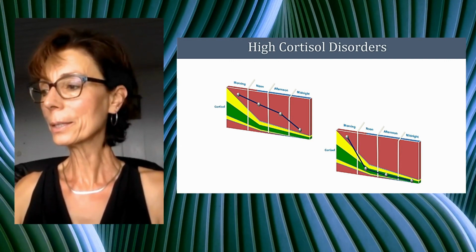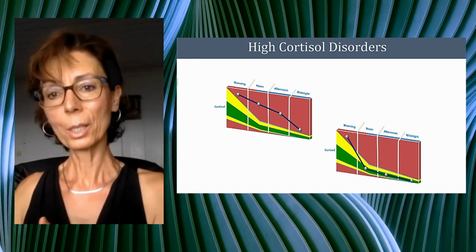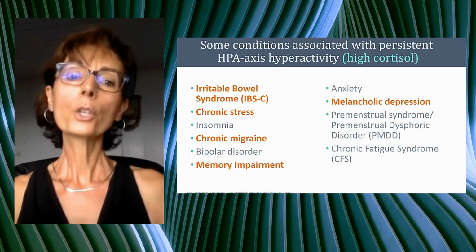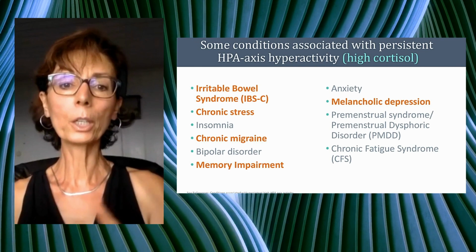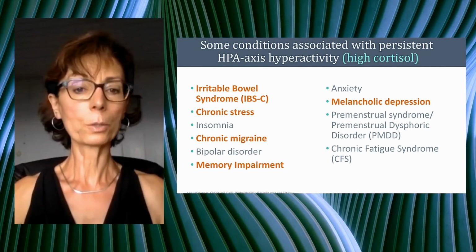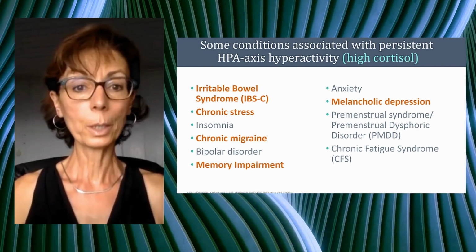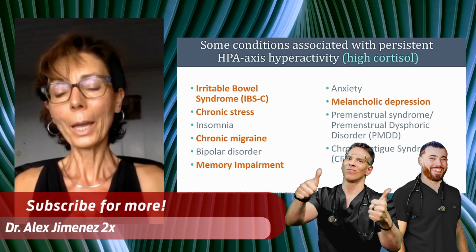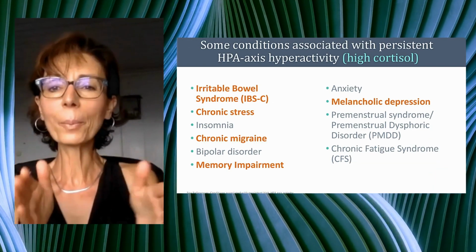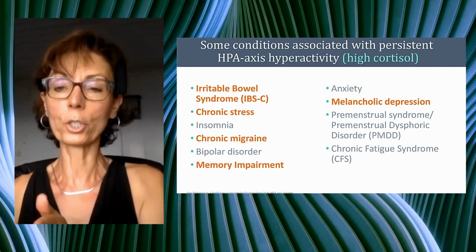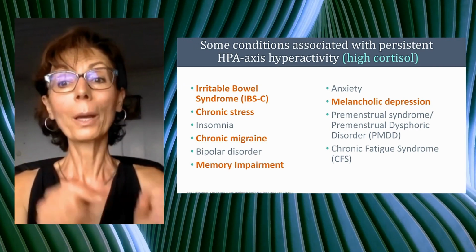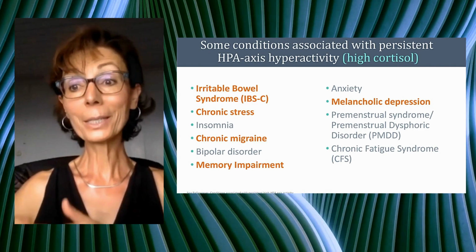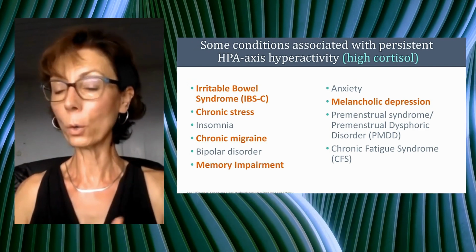And what I'm trying to do is give you some of the conditions that a patient may present with that have been associated with elevated cortisol. So think of your irritable bowel syndrome, especially your constipation predominant. Could be chronic stress or insomnia, chronic migraine, memory impairment, melancholic depression. And in this case, I really want to give you a heads up about the difference between melancholic and atypical depression. Again, I discussed this in the pre-on-site lecture, but a melancholic depression is associated with a hypercortisol state, whereas an atypical depression is associated with a hypocortisol state.